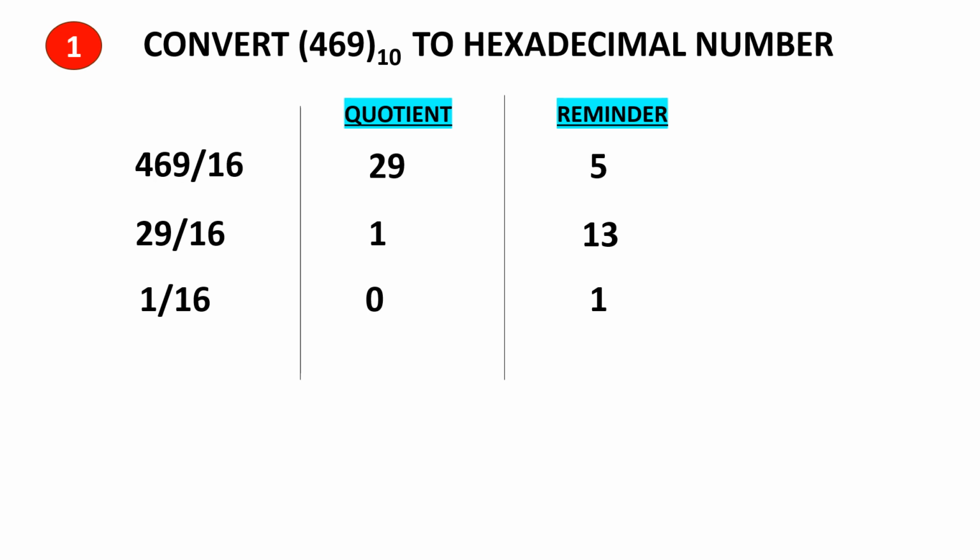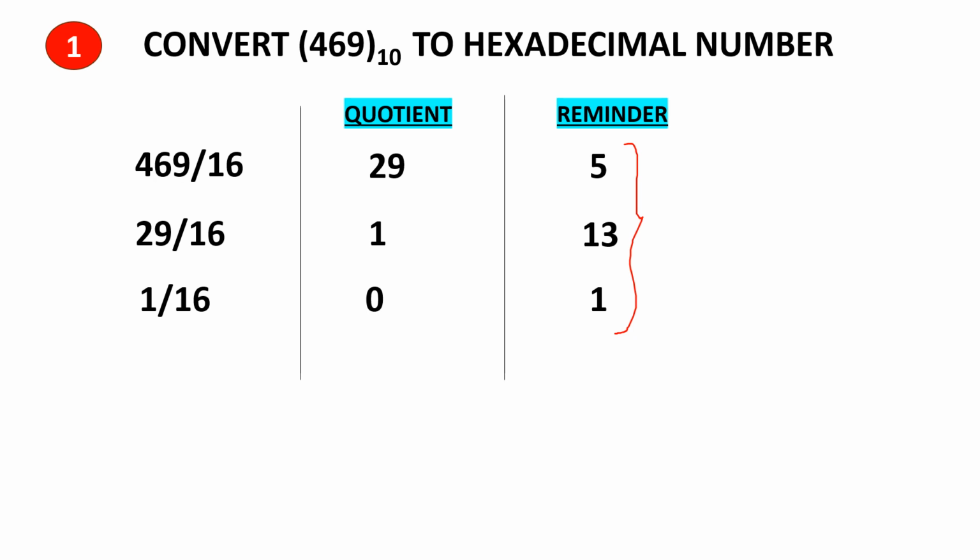This process should be repeated until the quotient becomes 0. So here the quotient has become 0, so we should stop here. Now to find the answer, we have to take the remainder part and from the remainders we have to form the answer.